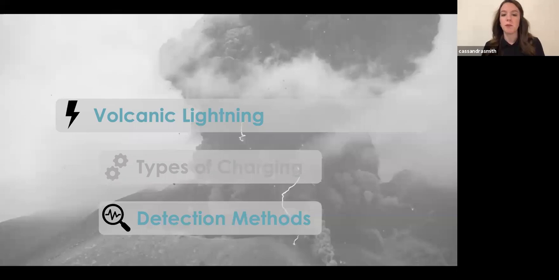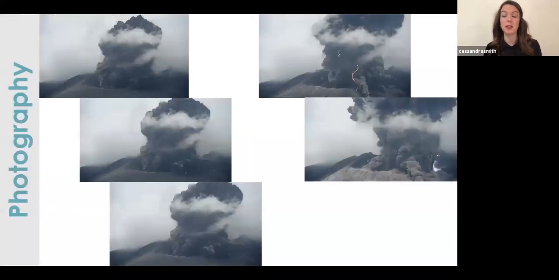So finally, in the volcanic lightning section, we're going to talk a little bit about the detection methods. So how do we actually study volcanic lightning? The first way is through photography. Volcanic lightning has drawn photographers for pretty much as long as they've been able to capture it on cameras. The first written record of volcanic lightning was actually in 79 AD with Pliny's record of Vesuvius. He mentions lightning there. And so lightning's always been around. People have talked about it, but it's really hard to record.